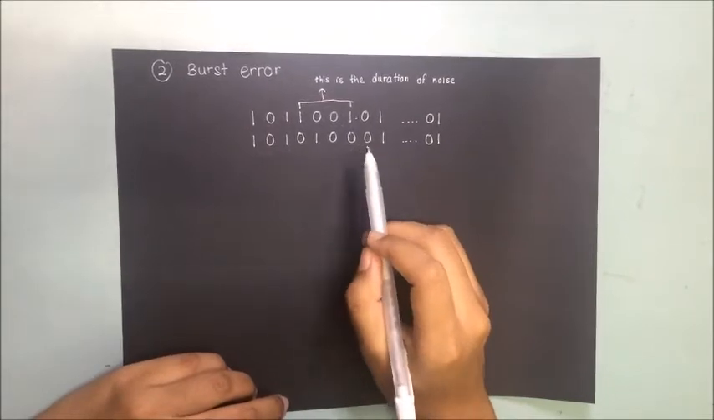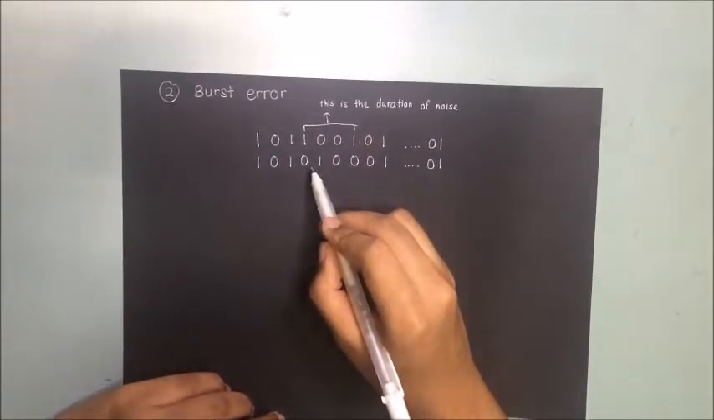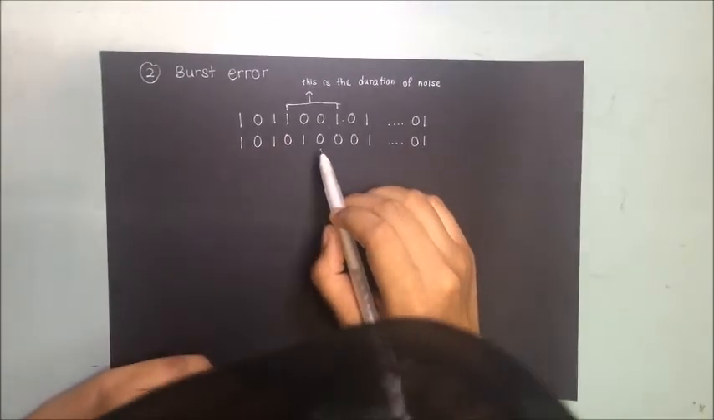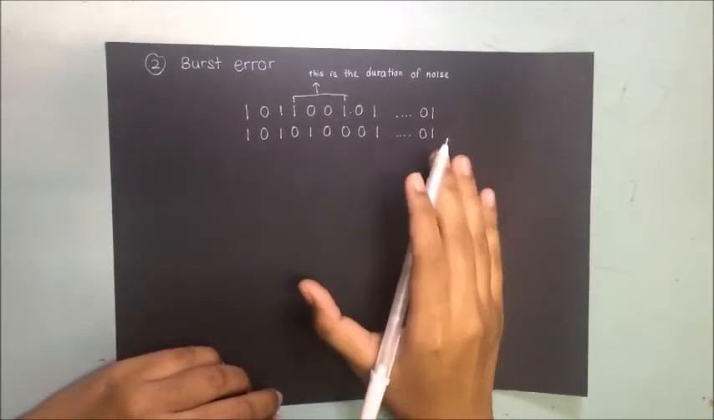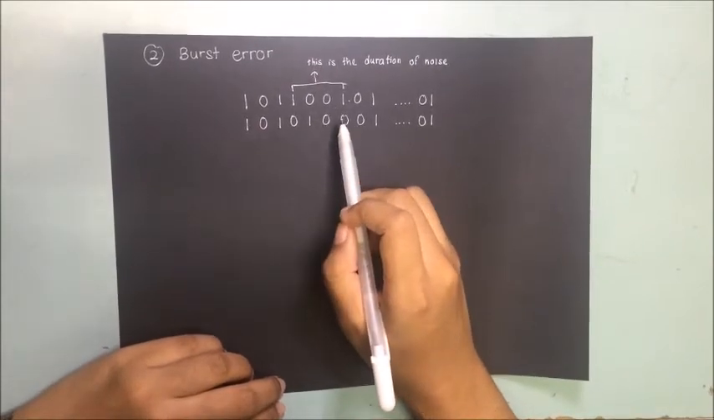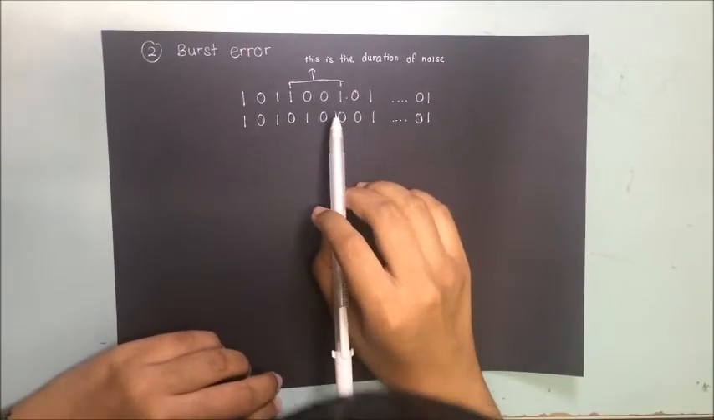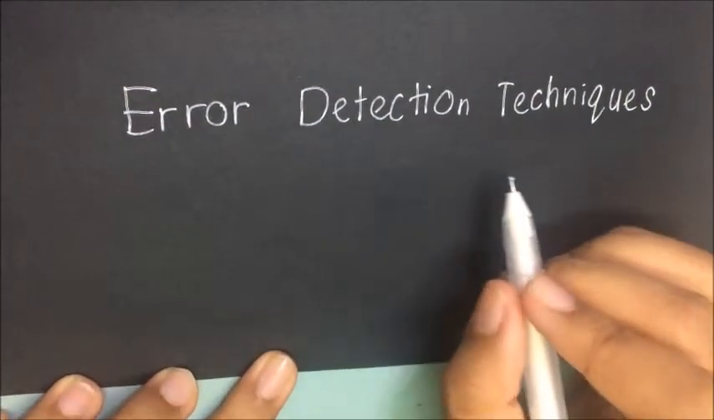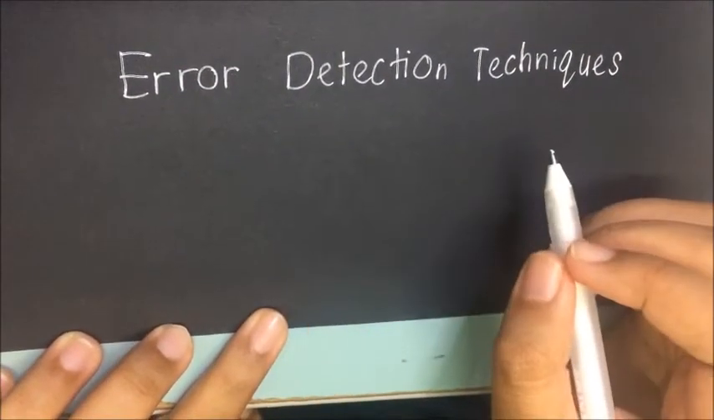So there is a possibility that some of these bits, say this becomes 0, this becomes 1, and this remains 0. It is not necessary that all the bits will get corrupted. Out of these 4 bits, 3 bits have been corrupted, leading to this signal at the receiving end. So we have to develop techniques for detecting not only single bit error but multiple errors, including burst error.